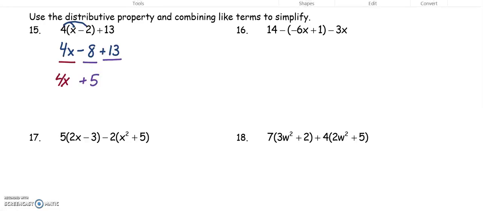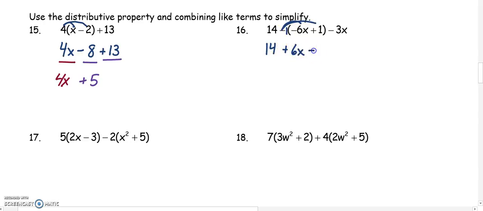In number 16, this is where you have to be careful and it tricks some people. We're not distributing the 14 because 14 is not touching the parentheses. We're actually distributing just this negative that's touching the parentheses as a negative 1. So 14 plus 6x minus 1 minus 3x. Now I can combine like terms. 6x minus 3x gets us 3x. And 14 minus 1 gets us plus 13.